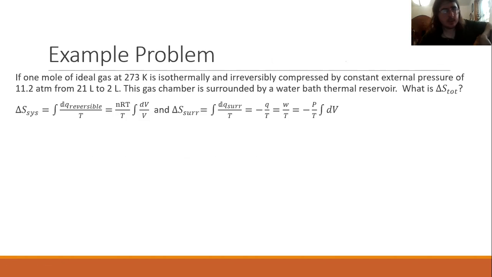So let's calculate this. If 1 mole of ideal gas at 273 K is isothermally and irreversibly compressed by a constant external pressure of 11.2 atmospheres from 21 liters to 2 liters, and this gas chamber is surrounded by a water bath thermal reservoir, what is our delta S total?